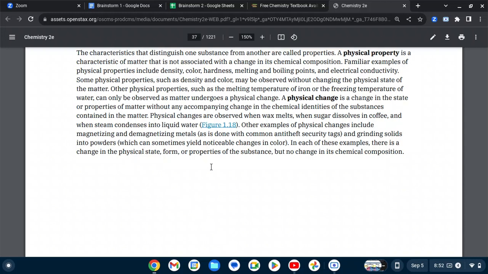A physical change is a change in the state or properties of matter without any accompanying change in the chemical identities of the substances contained in the matter. Physical changes are observed when wax melts, when sugar dissolves in coffee, and when steam condenses into liquid water. Other examples of physical changes include magnetizing and demagnetizing metals and grinding solids into powders. In each of these examples, there is a change in the physical state, form, or properties of the substance, but no change in its chemical composition.